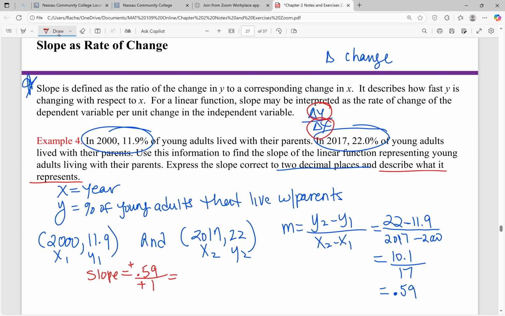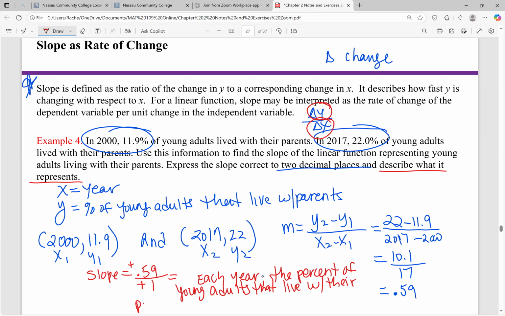So let's write that down. So each year, the percent of young adults that live with their parents increases by 0.59%.